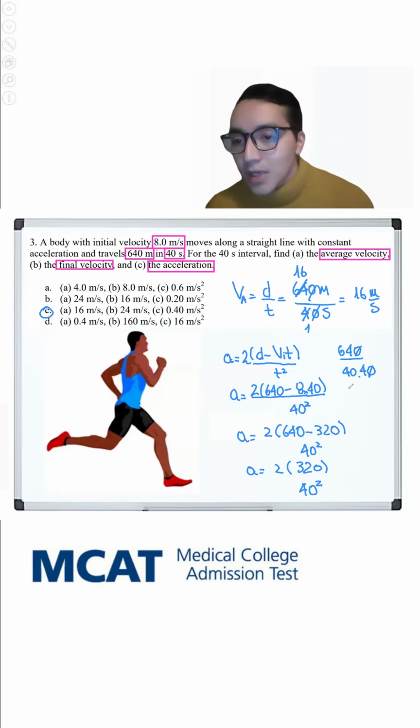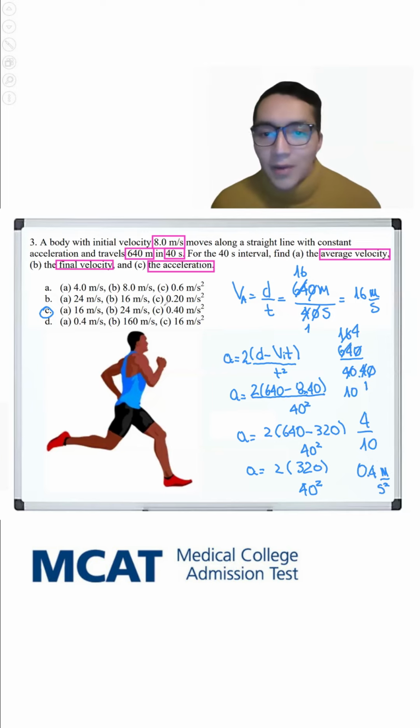Okay? So after this, I can simplify the number 4. 4 divided by 4 is 1. 64 divided by 4 is 16. And for 16 divided by 40, I can still simplify. The number 4, and here is 10. So 4 divided by 10 is 0.4. In this case, the acceleration is 0.4 meters per second squared. I can verify that the letter C is the correct answer.